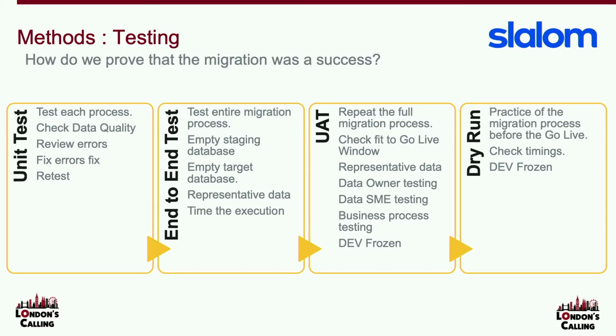Run a UAT test, which is a full run of the migration process with, if possible, production data or data that is at least as close as you can possibly get it. Involve the data owner and the data SME in testing that it looks right in the target system, and try and freeze your development at that point so that you're not trying to hit a moving target. Then finally, do some dry runs.